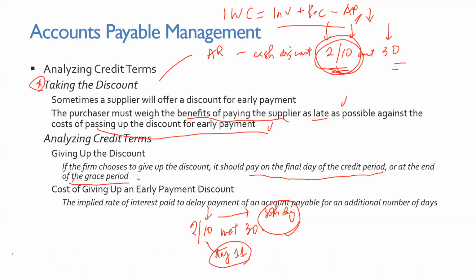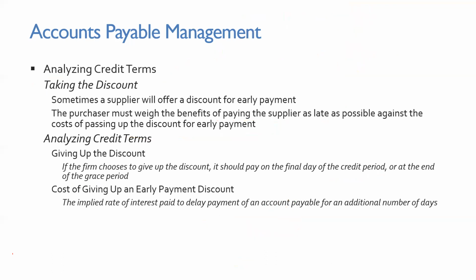Now, the cost of giving up an early payment discount is the implied rate of interest paid to delay payment of an accounts payable for an additional number of days. Okay. So that is the cost of giving up an early payment discount. Let's look at this example.